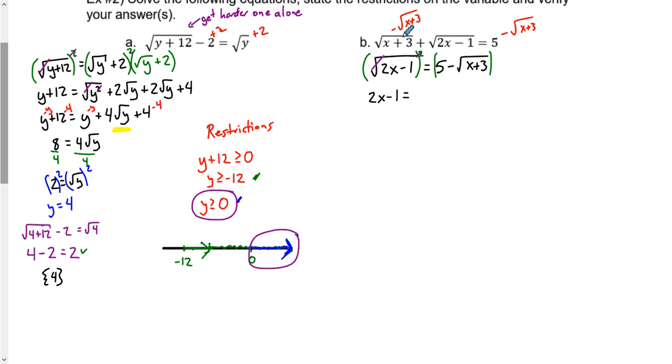On this side, I square this side, it means I'm going to be distributing 5 subtract square root of x plus 3 onto a 5 minus square root of x plus 3. And then we properly distribute. So 5 by 5 is 25. 5 by negative root x plus 3 would be a negative 5 root x plus 3, and same thing on that one.